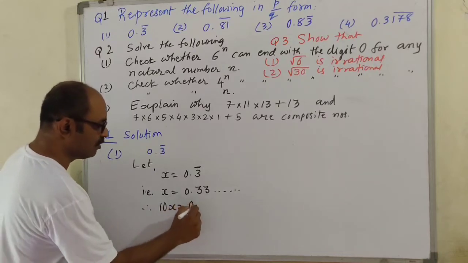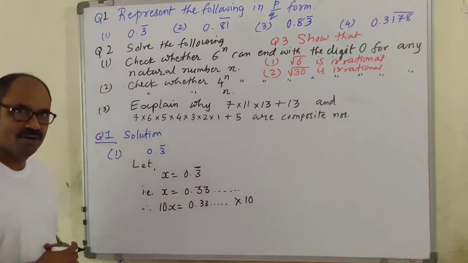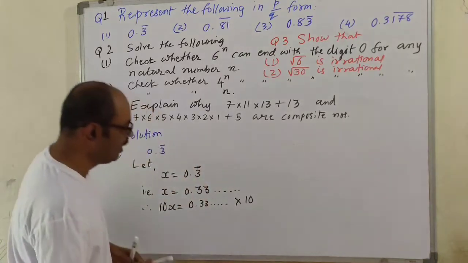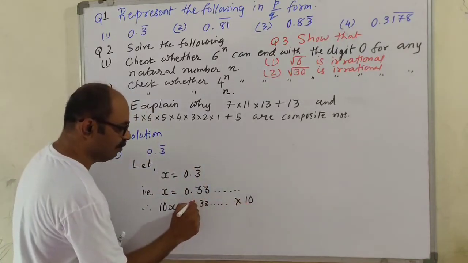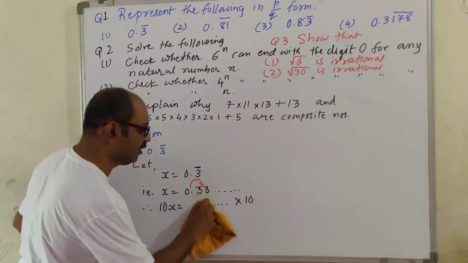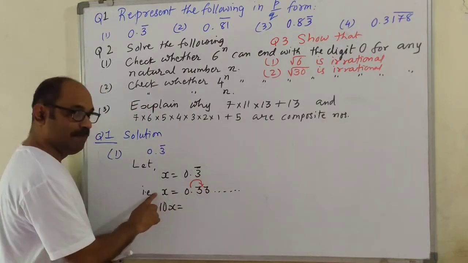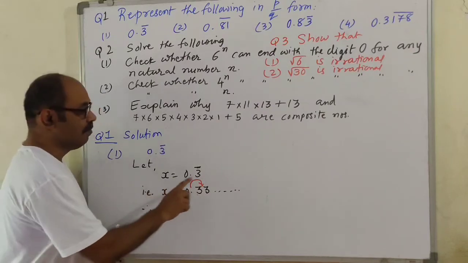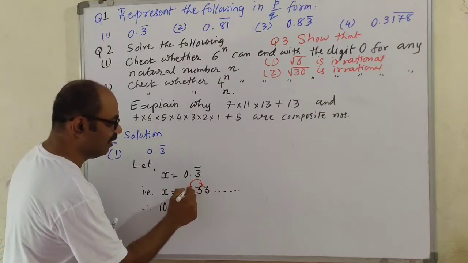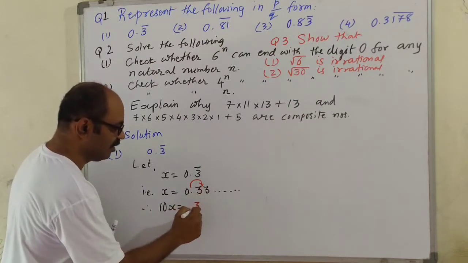10x is equal to 0.33 dot dot dot into 10. Now this is 10x. Children, I can write this directly here. Instead of multiplying 10 here, I'll shift the decimal point 1 digit to the right. Please pay attention because I don't want this in 10th standard again. In 9th standard, we used to do an extra step. See, multiplying 10 on the left hand side, it becomes 10x. Multiplying 10 on the right hand side, so 1 digit will shift to the right. So it will be between 3 and 3.